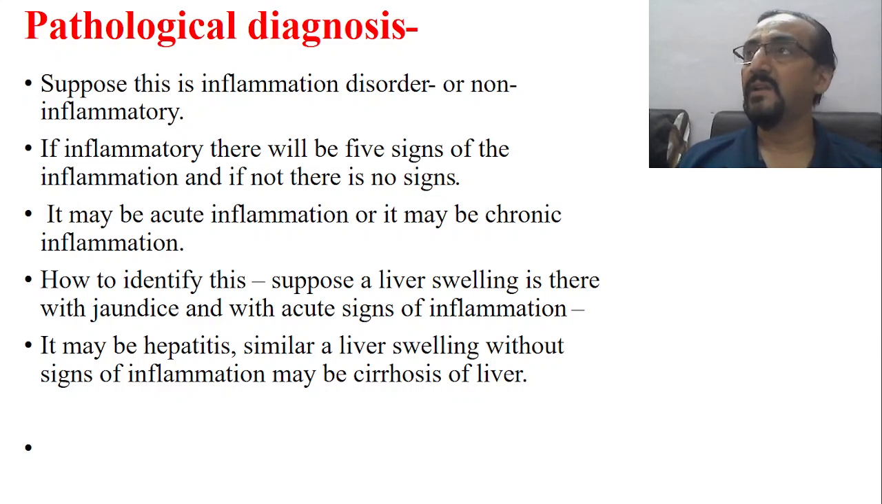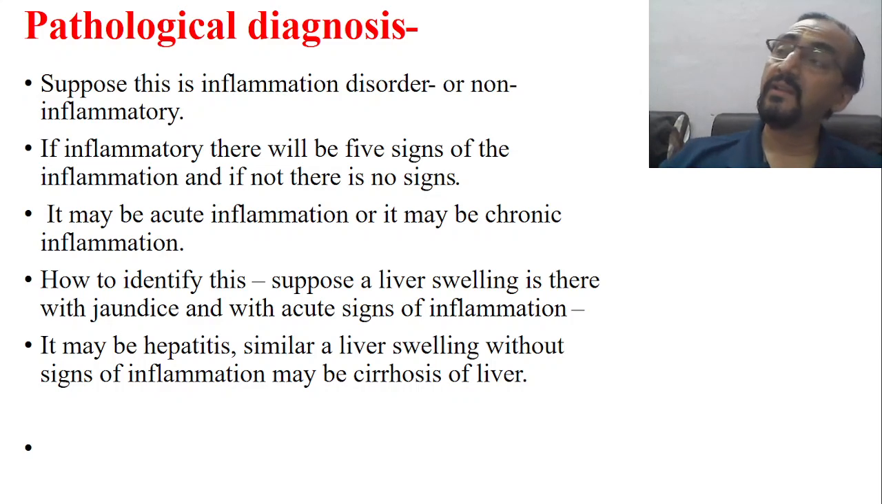If it starts suddenly, it is acute; chronic inflammation has been there for a long time, with weight loss and all those things. So how to identify this? This is very important. Suppose there is a liver swelling with jaundice and with acute signs of inflammation, pain, and all those things. I am giving an example. Now this may be hepatitis. Very clear, because there is swelling and all the signs of inflammation like pain, fever, etc.